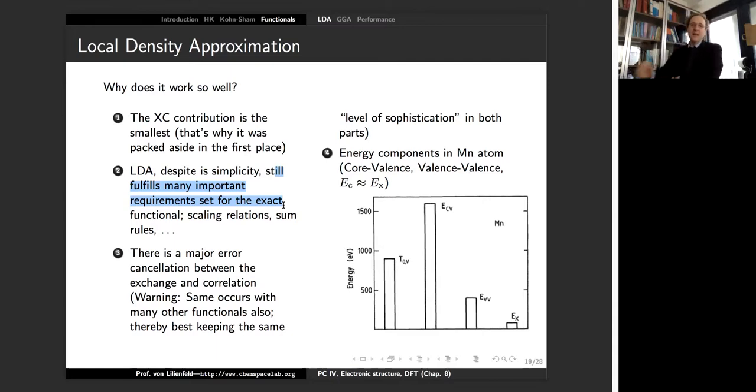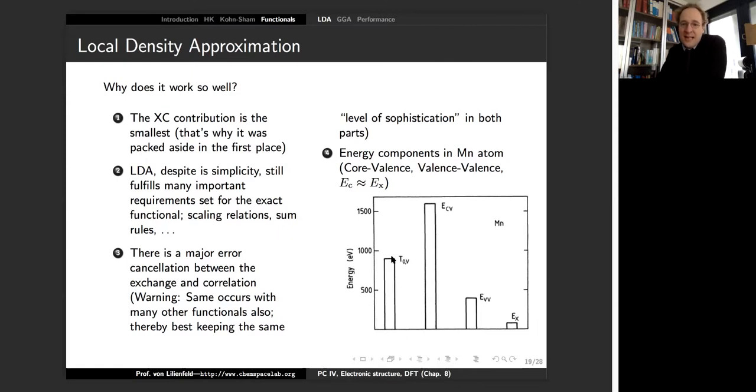So here's an example of the energy components in the manganese atom. This is the kinetic energy here, the Kohn-Sham kinetic energy. This is the electronic Hartree contribution from core and valence electrons and from valence and valence electrons. And this would be the exchange energy, and it's of similar size as the electron correlation. So roughly speaking, this cancels, right? And this is really something we are exploiting here.